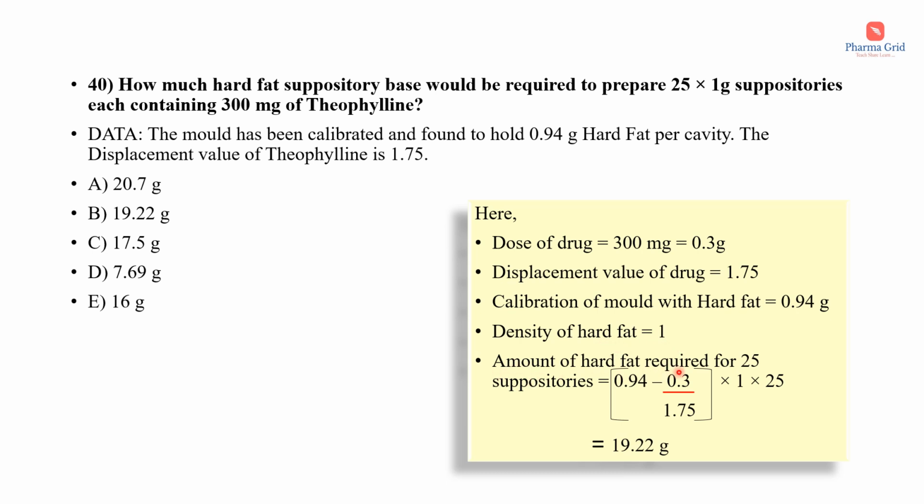So therefore, for the amount of hard fat required for 20 suppositories, we substitute all these values in the equation and we get the answer as 19.22 gram. So here the correct answer is option B, that is 19.22 gram is the amount of hard fat suppository base required to prepare 25 into 1 gram suppositories.